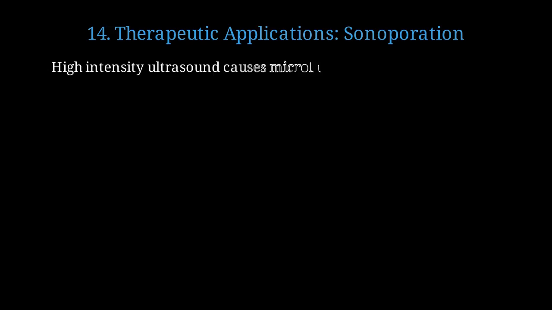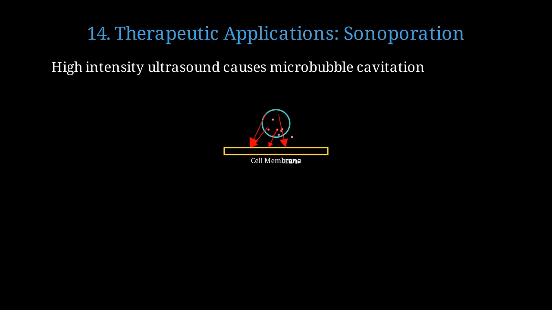Beyond imaging, microbubbles enable targeted drug delivery through sonoporation. When high-intensity ultrasound is applied, microbubbles undergo violent cavitation, oscillating and collapsing near cell membranes. This creates transient pores in nearby cell membranes, allowing drugs or genes to enter cells that would otherwise be impermeable. The cavitation energy released is proportional to the cube of bubble radius times the pressure amplitude, making larger bubbles more effective.